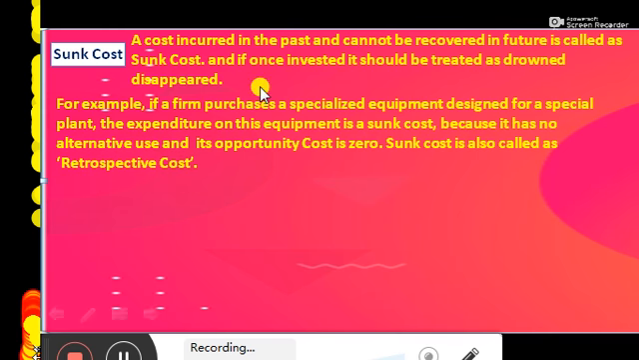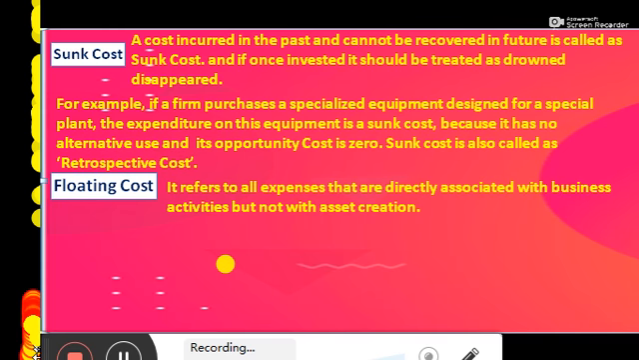Okay, my dear students, இது வந்து ரொம்ப important. உங்களுக்கு sunk cost 2 மார்க் கொஸ்டின் கேட்கலாம். ஓகேங்களா? Next, we are going to discuss the floating cost. ஃப்ளோட்டிங் அந்த வார்த்தையில் உங்களுக்கு மீனிங் இருக்கும். Floating means moving, இல்லையா?